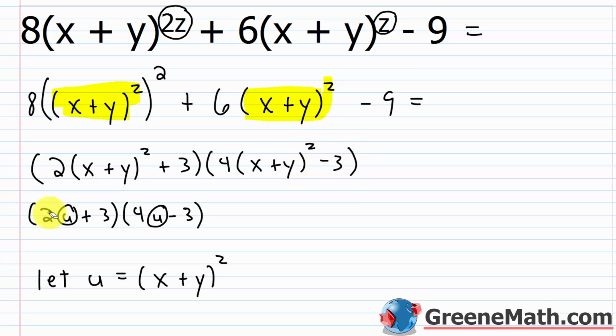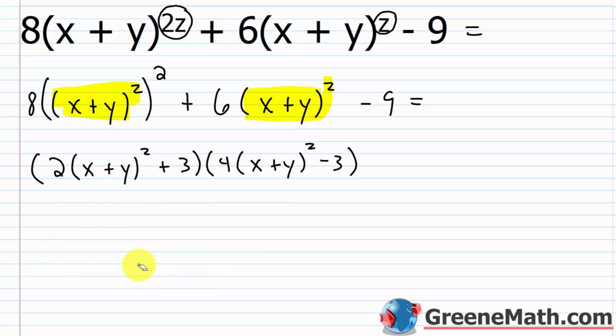Now, let me erase all this. This is going to be my answer, right? This is what this factors into. So if you start with 8 times the quantity x plus y raised to the power of 2z, plus 6 times the quantity x plus y raised to the power of z, minus 9, this factors into the quantity 2 times the quantity x plus y raised to the power of z plus 3, multiplied by the quantity 4 times the quantity x plus y raised to the power of z, minus 3.